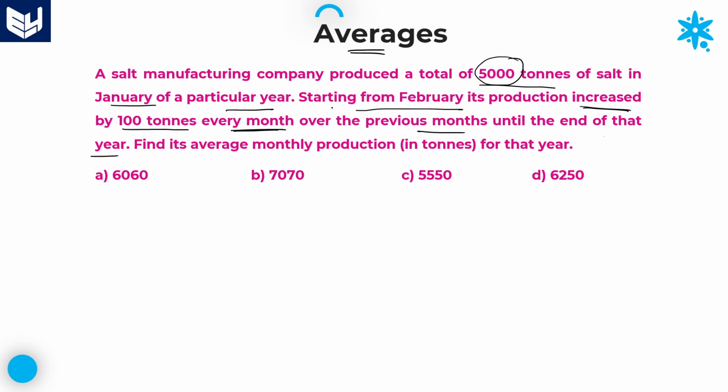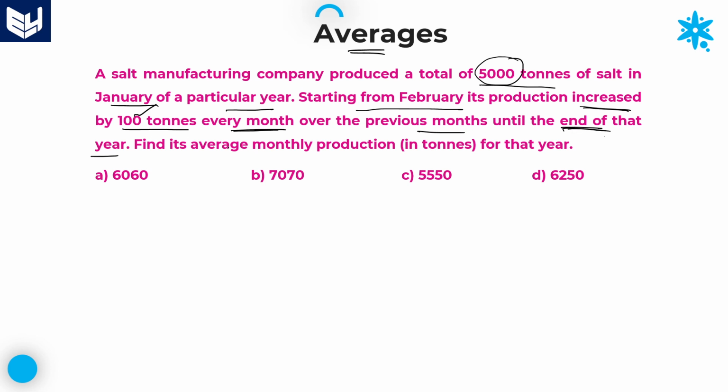Here, he is saying that from February onwards, during January the production is 5,000 tons, but after every month the production is increased by 100 tons. Production is increased by how much? 100 tons. That process is continuous till the end of the year.